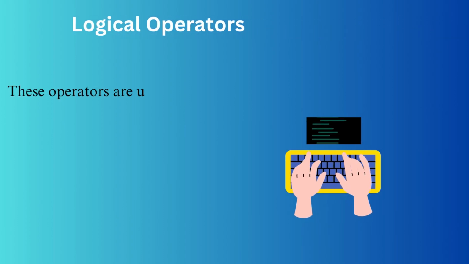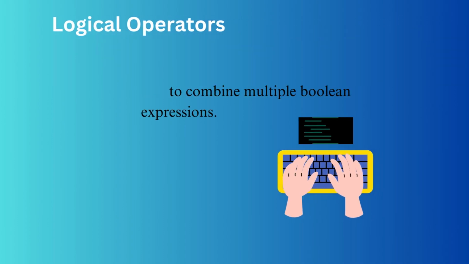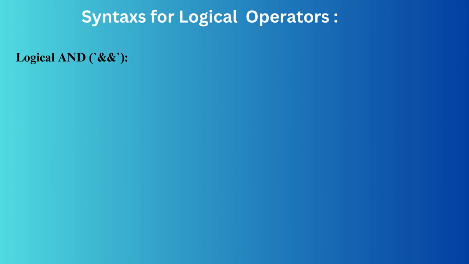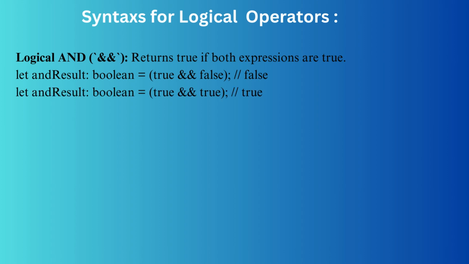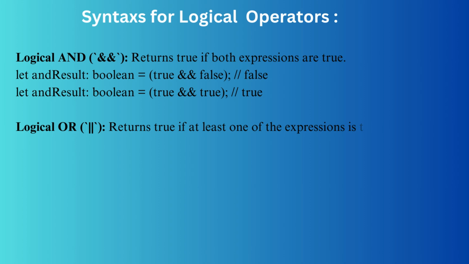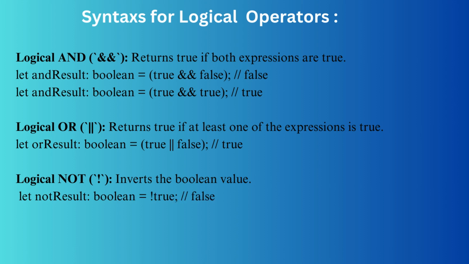Logical operators. These operators are used to combine multiple Boolean expressions. We have three types of logical operators. First one is logical AND, in which if both expressions are true, then it will return true in outcome. Second is logical OR, which will return true if at least one expression is true. And the last is logical NOT. In TypeScript, the logical NOT operator inverts the truth value of its operand, turning true to false and false to true.